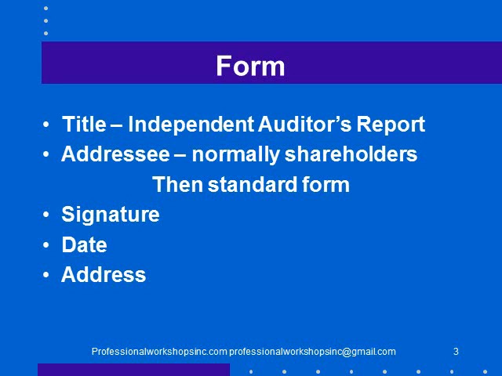The form of the standard audit report, it's titled the Independent Auditor's Report. It is addressed normally to the shareholders, and then there's a standard form of report. There's then a signature, a date, and dating is complicated, and I have a module on that. And the auditor's address, normally just the city address. So you would list the city and the country in which the auditor was in.